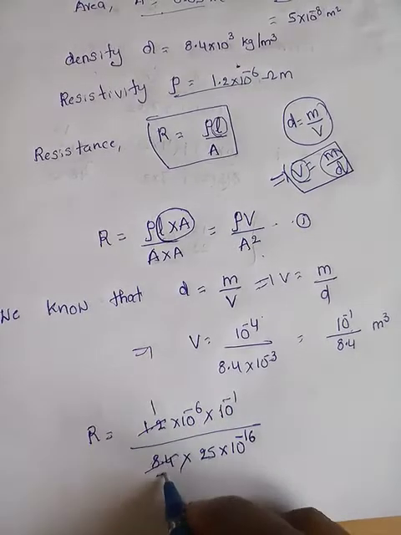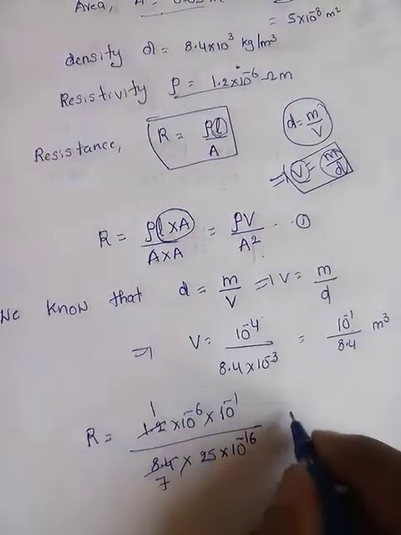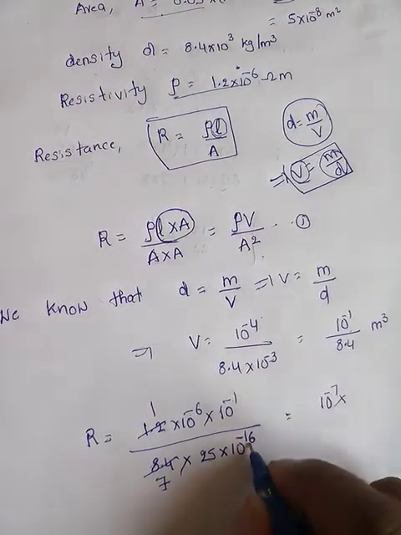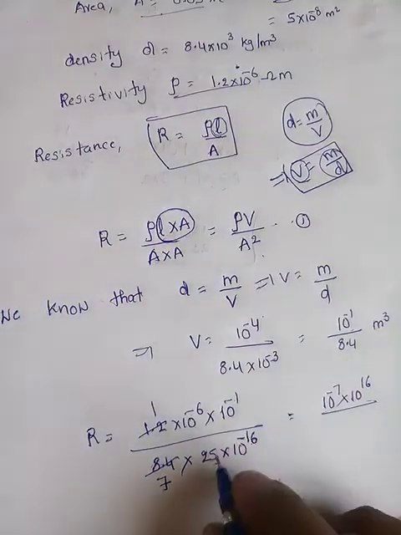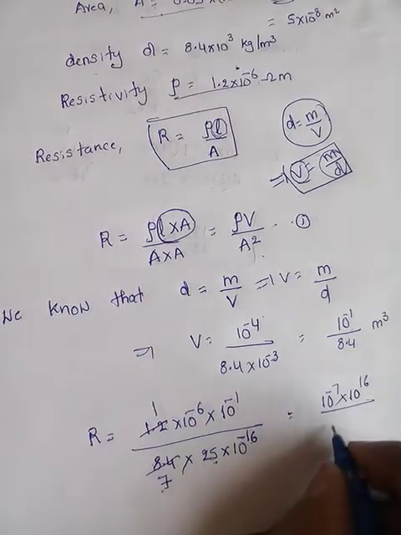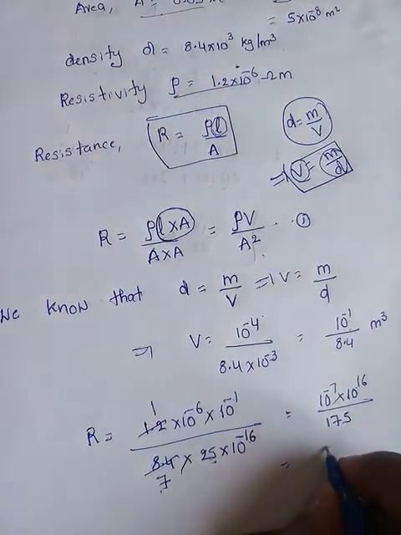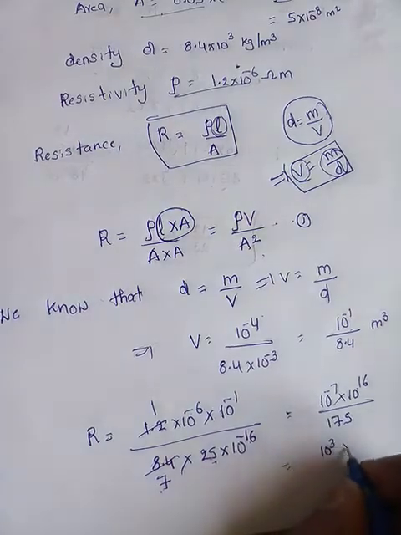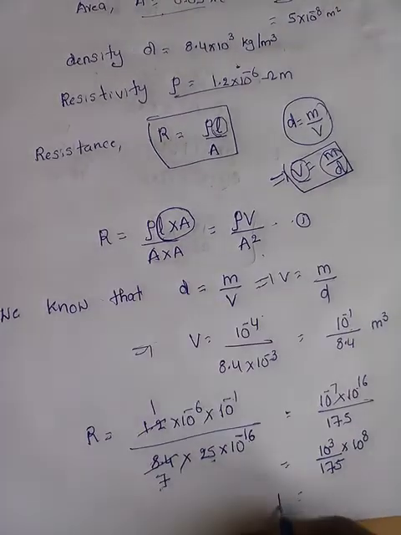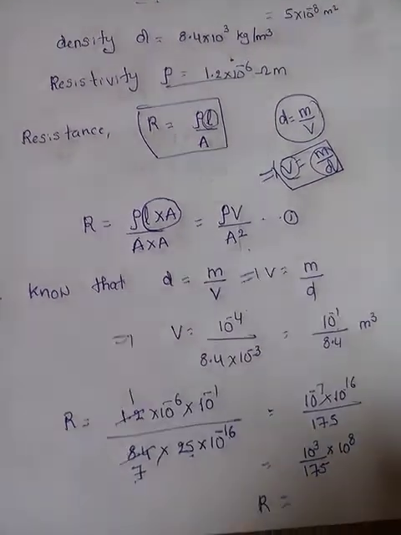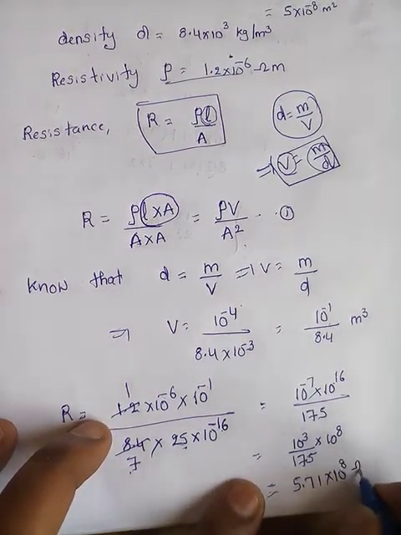12 ones are 12, 7 twelves are 84. Minus 6 minus 1 is minus 7. This minus 16 comes to the numerator, so plus 16 divided by 25 into 7. 25 into 7 is 175. So this is 10 raised to 11. I can take 3 zeros, so 10 raised to 3 into 10 raised to 8 by 175. Finally, resistance is equal to 1000 by 175, approximately 5.71 into 10 raised to 8 ohms.